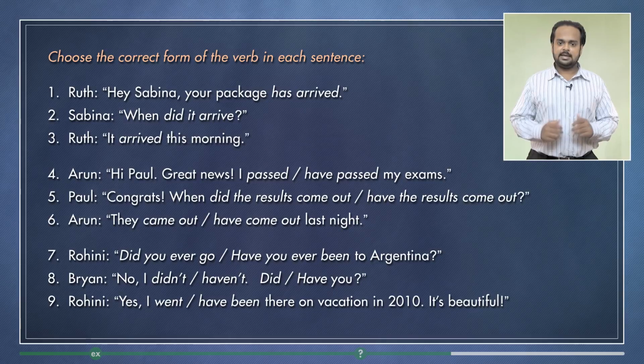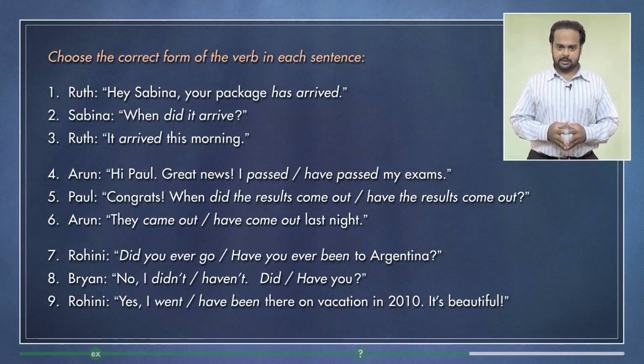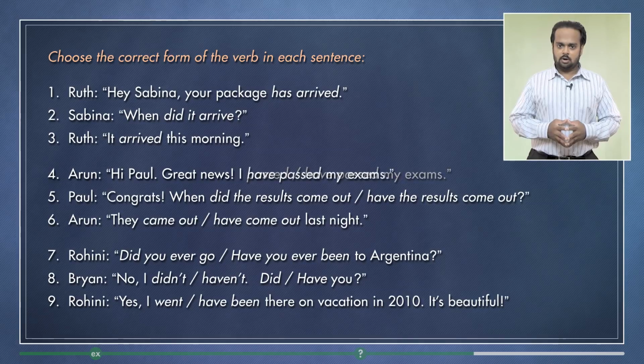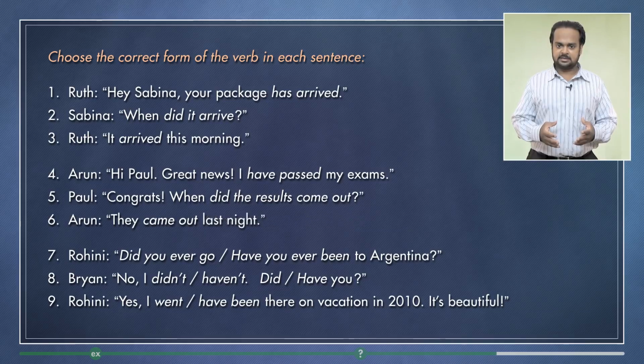Number 3 is, it arrived this morning. Because here, Ruth says exactly when it happened, this morning. So the past simple is correct. Number 4, hi Paul, great news, I have passed my exams. In number 5, congrats, when did the results come out? Number 6 is, they came out last night.